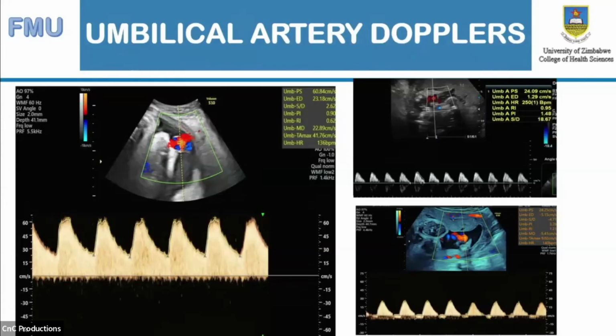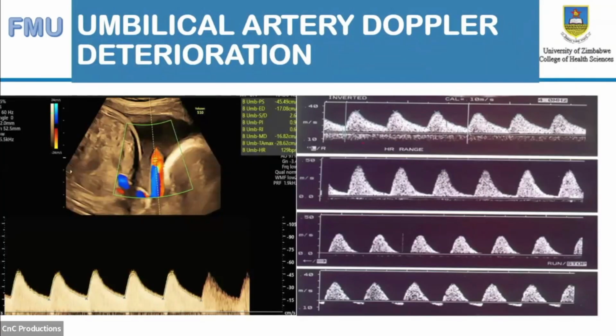When they become abnormal, that's what you are seeing on the right side of the screen. It starts by having decreased end diastolic flow, and as it continues to deteriorate, you end up having absent flow during diastole and ultimately reversal of flow. So this was deterioration in one patient. You can see on the right side of the screen those graphs. It started good, then the decrement in the end diastolic flow, absence, and ultimately reversal of flow.